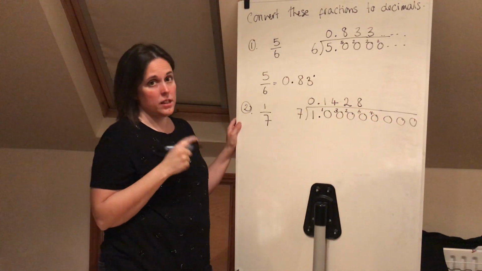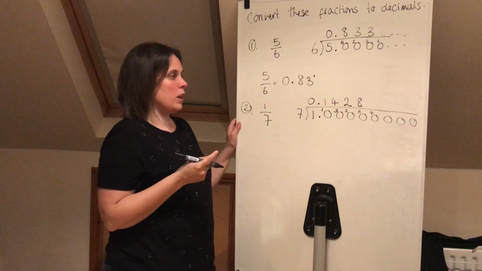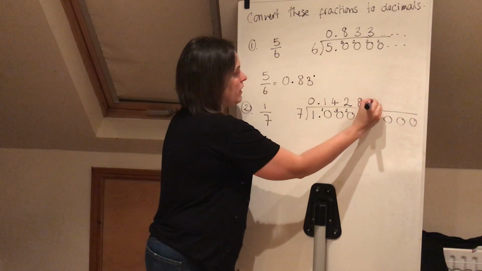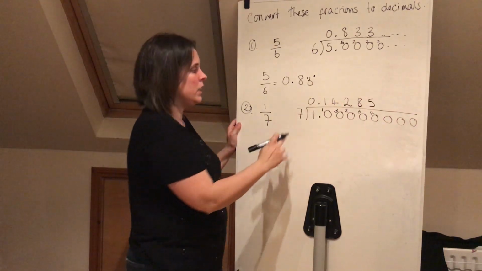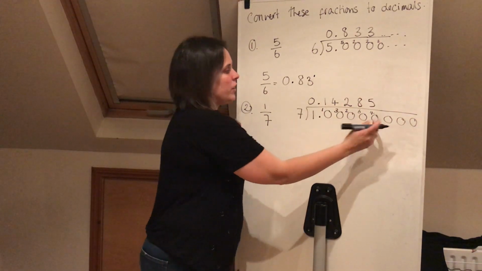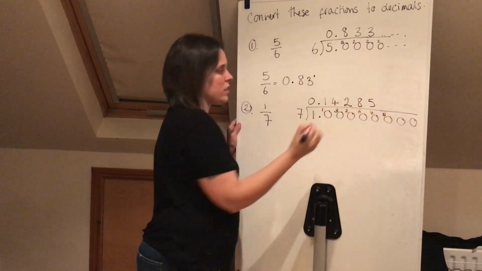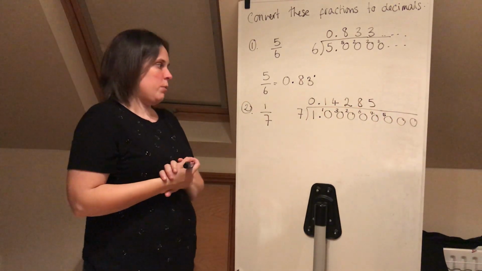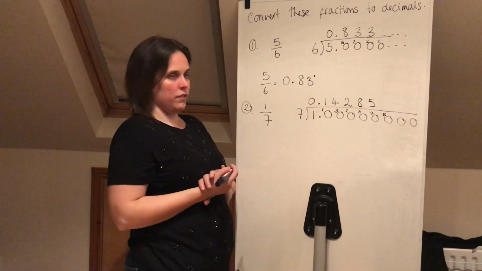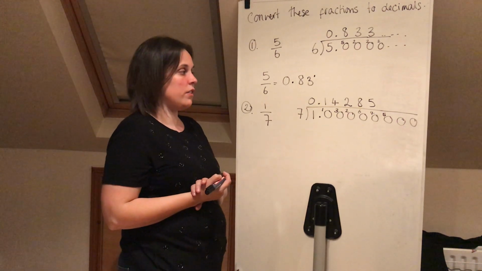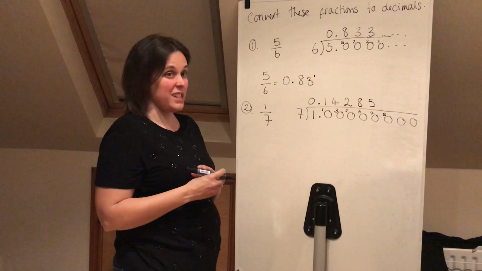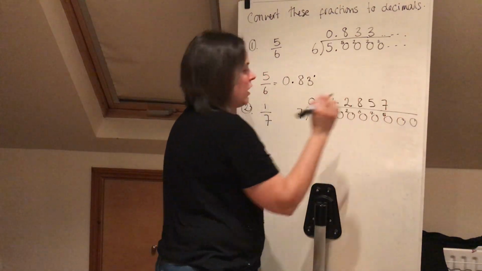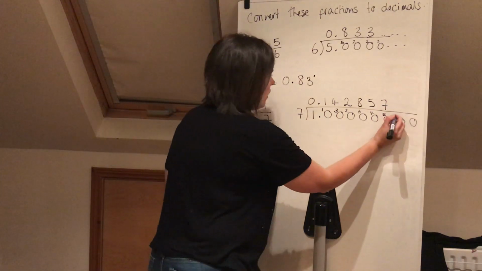Then we say to ourselves 7 into 40. And the closest we're going to get there is 5 7s, which is 35. So we're going to put 5 here. Still, we don't have a pattern. So we've got 5 here, and what's left over? We've got 5 left over, because 35 up to 40, the difference is 5. Now we say 7 into 50, okay, and 7 into 50 is actually 7 itself. 7 7s are 49, so that's a 7, and we've now got 1 left over.